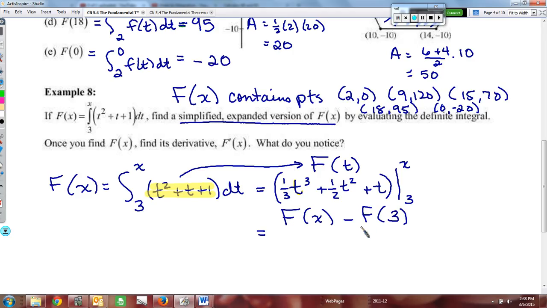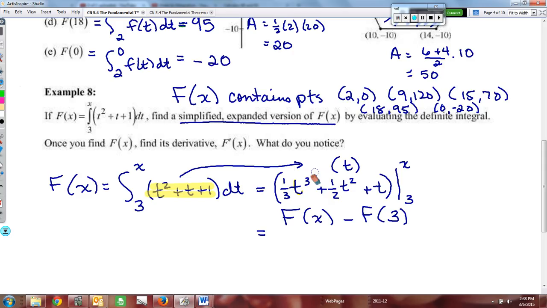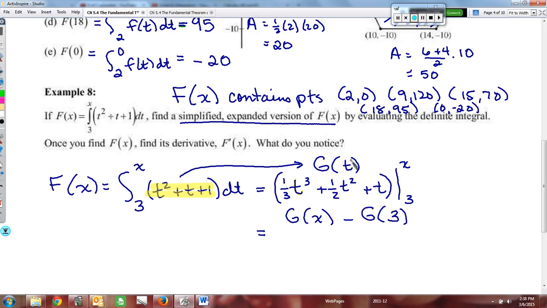Now, the bad thing about this is that our notation kind of falls apart. Since I already used f over here, let's use g, so they're not the same. So this g of t, if I take the derivative of g, I get my f of t that we had inside of here. Okay?